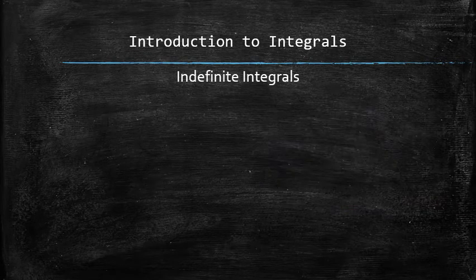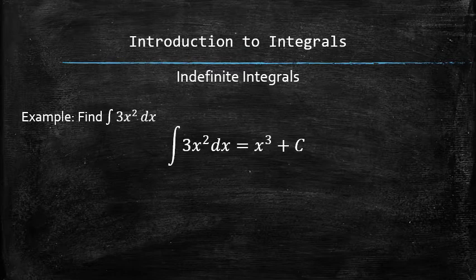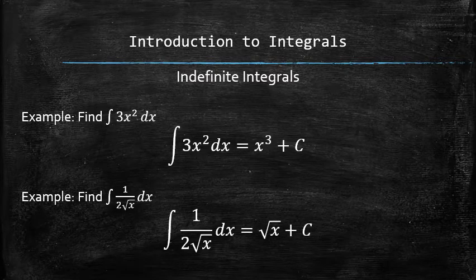On the other hand, when finding the indefinite integral, we simply look for a function whose derivative is equal to the given function. Since the derivative of x cubed is 3x squared, the indefinite integral of 3x squared is x cubed plus C. Similarly, since the derivative of the square root of x function is 1 over 2 square root of x, the indefinite integral of 1 over 2 square root of x is the square root of x function plus C.